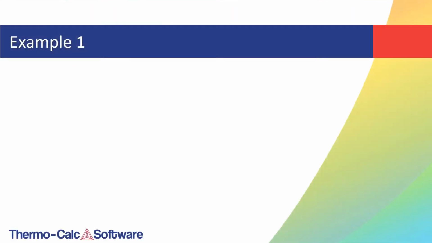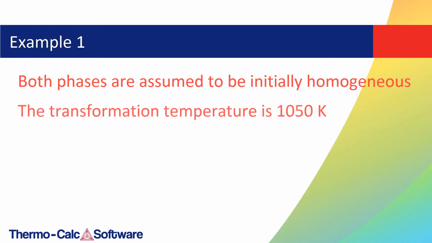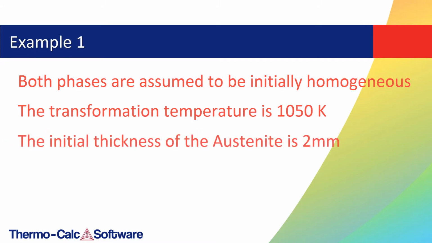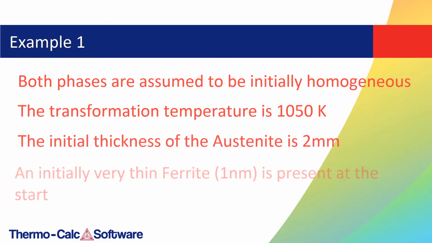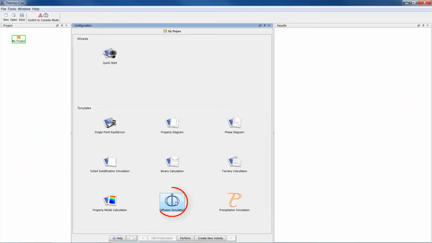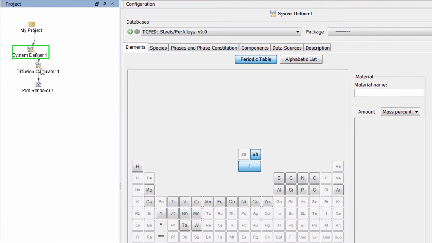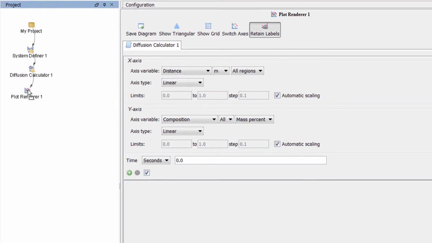For the first example, both phases are assumed to be initially homogeneous, and the transformation temperature is 1050 Kelvin. The initial thickness of the austenite is 2 millimeters, and an initially very thin ferrite, 1 nanometer, is also present at the start of the simulation. To begin the calculation, click on the Diffusion Module template from the home screen of Thermo-Calc.